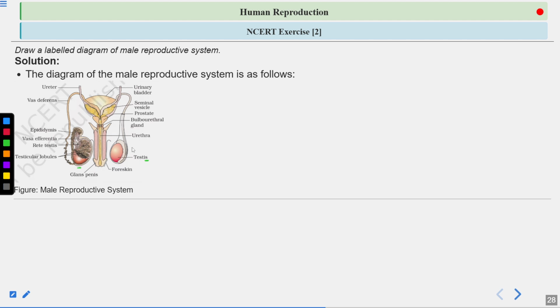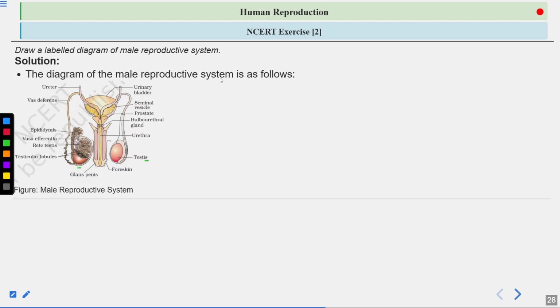Now you can write the role of the scrotum also. Why are testes present in the scrotum? Because in the scrotum the temperature is 2 to 2.5 degrees Celsius less than the normal body temperature, which helps in sperm production. So testes is the primary sex organ, meaning it is involved in sperm production, and testes also produce some hormones, male hormones known as the androgens, for example testosterone.